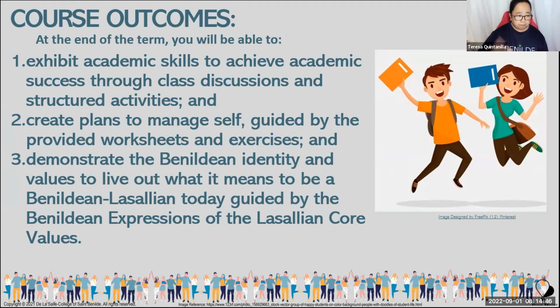Then the course outcome, this is for the whole CSB Life course: exhibit the academic skill to achieve academic success through class discussion and structured activities. So every meeting we have activities, mostly groupings. For the online students, we call them Zoomies, and for the students who are going to school, they are called roomies. The Zoomies will be grouped together, and the roomies will be grouped together. It's easier for discussion and also easy to collaborate, especially for the roomies, so they can see their classmates face to face.